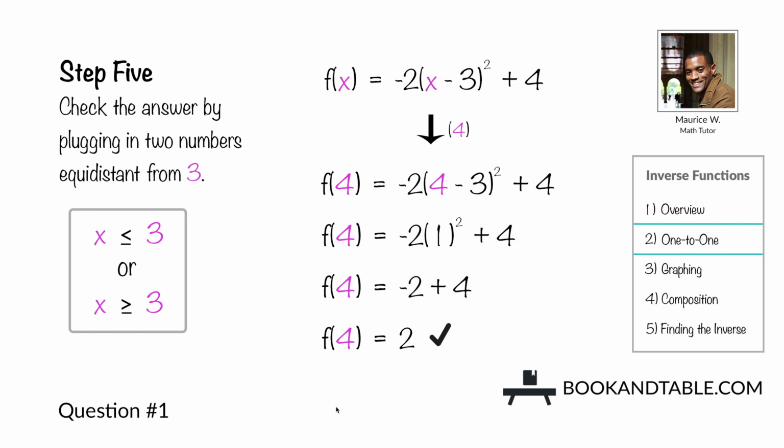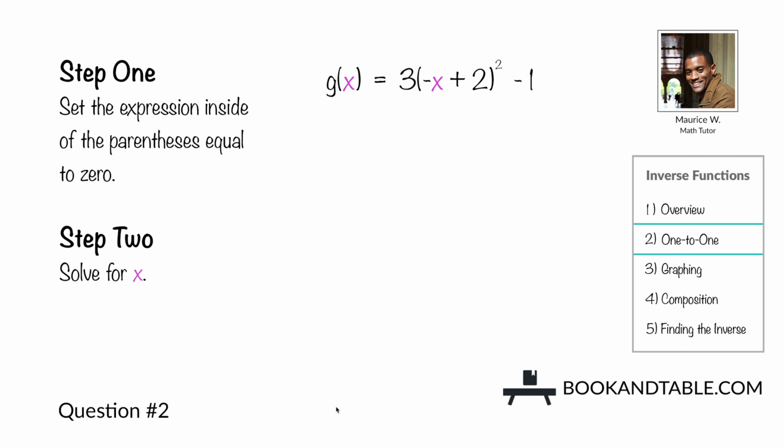So that is the answer to question number 1. Let's now have a look at question number 2. We are given the function g of x is equal to 3 times (negative x plus 2) squared minus 1. So step 1, set the expression inside of the parentheses equal to 0. So that gives us negative x plus 2 is equal to 0. And now step 2, we want to solve for x.